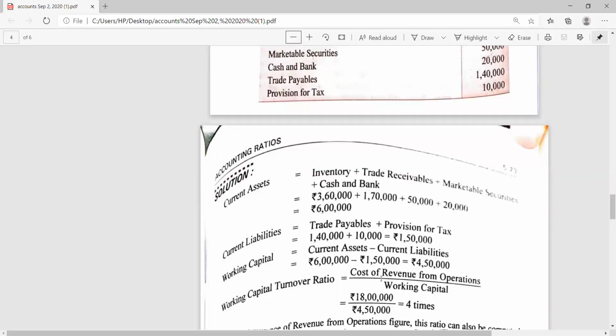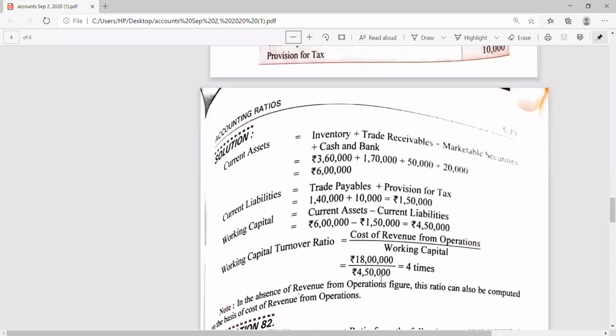Now the working capital is current assets minus current liabilities. Working capital turnover ratio is equal to cost of revenue from operation upon working capital. And we can calculate the working capital turnover ratio. And keep one thing in your mind: whenever in the question the revenue from operation is not given, you have to adopt cost of revenue from operation.